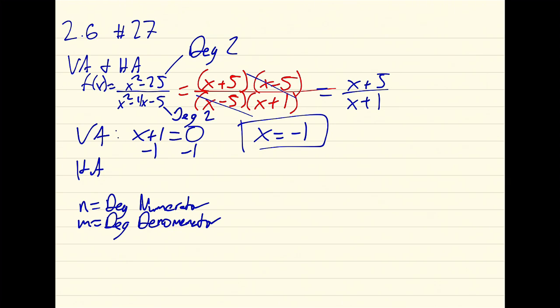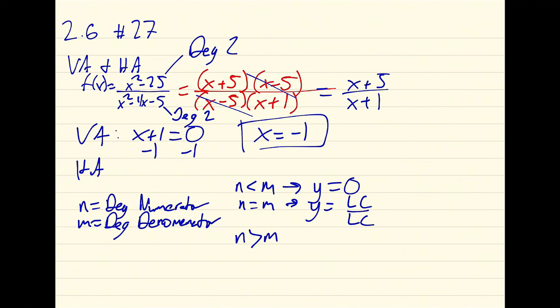The rules that we have: if n is less than m, so the degree of the numerator is less than the denominator, you have a horizontal asymptote at y equals 0. If n is equal to m, y is your leading coefficient in the numerator divided by the leading coefficient in the denominator. If n is greater than m, there's no horizontal asymptote, and instead, you have a slant asymptote. We're going to worry about slant asymptotes in a little bit.